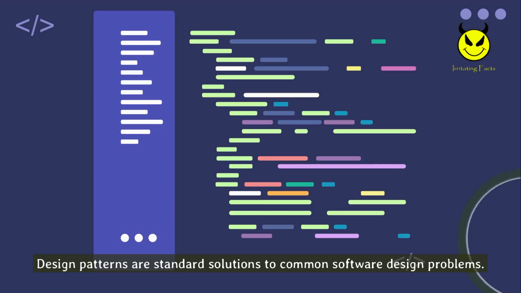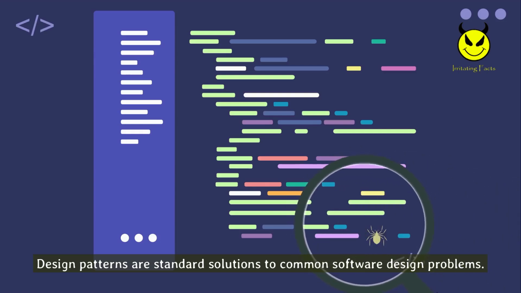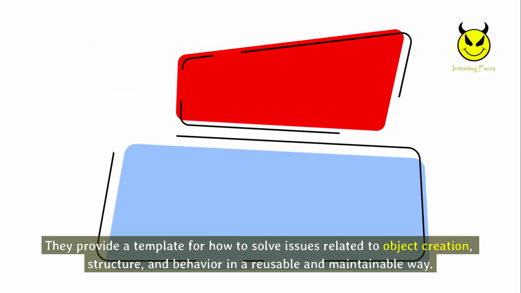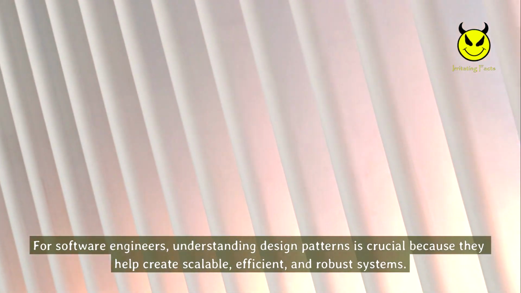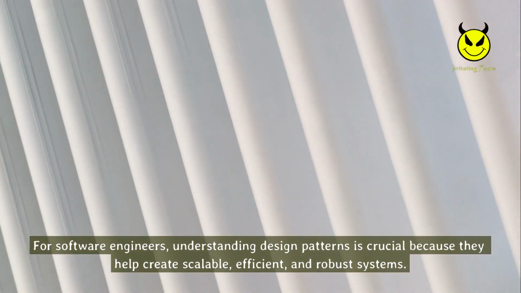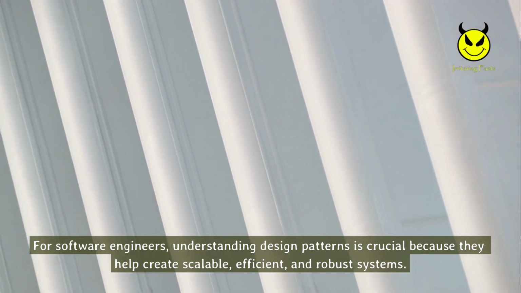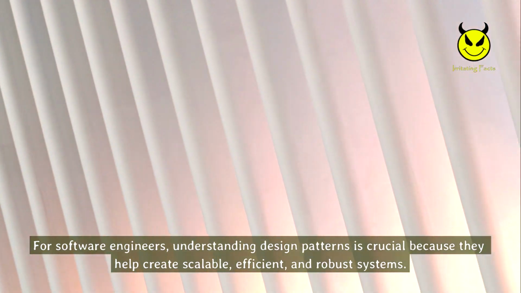Design patterns are standard solutions to common software design problems. They provide a template for how to solve issues related to object creation, structure, and behavior in a reusable and maintainable way. For software engineers, understanding design patterns is crucial because they help create scalable, efficient, and robust systems.